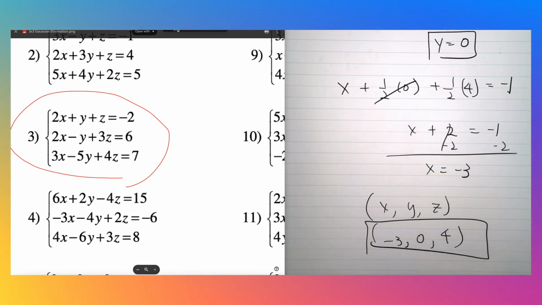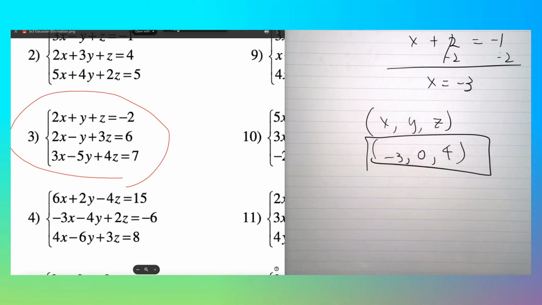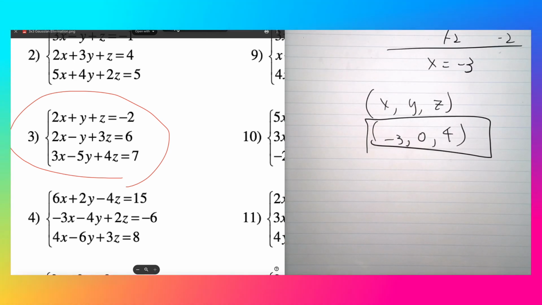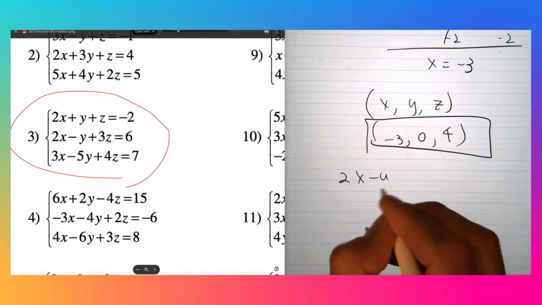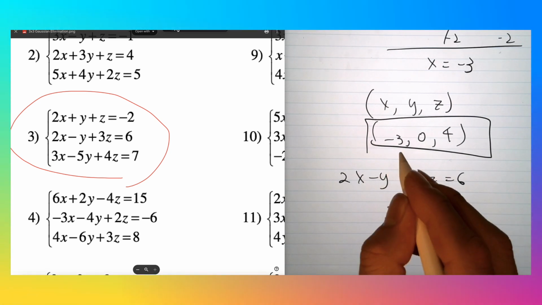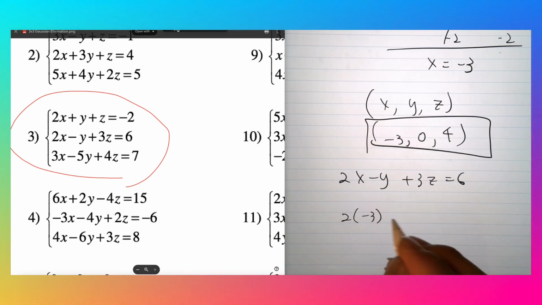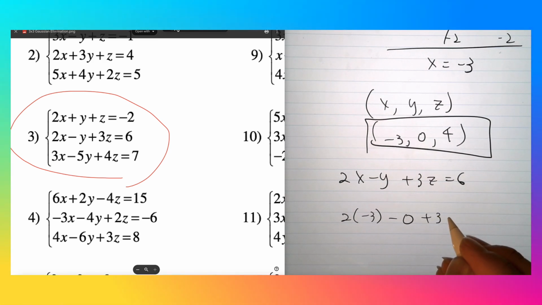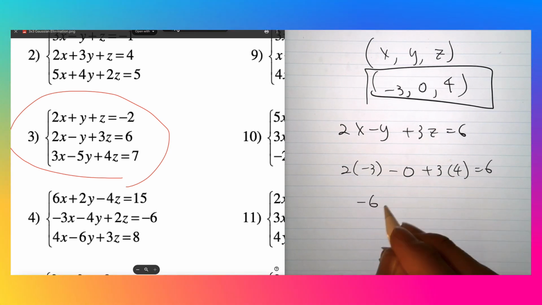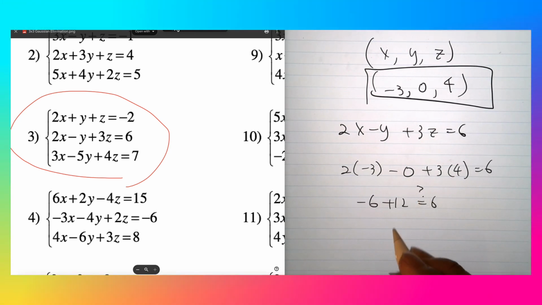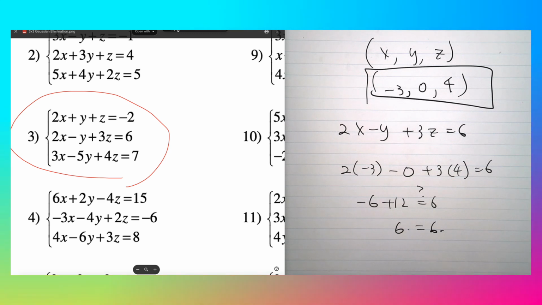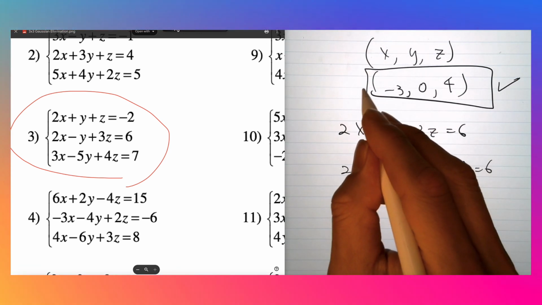Now, once you get that answer, let's say you have some time left. I suggest that you at least check one equation, see if you get it right. I'm going to choose the middle row. So 2x minus y plus 3z equals 6. Let's check if it's correct. If x equals negative 3, 2 times negative 3 minus y, which is 0, plus 3z, 3 times 4, is equal to 6. So 2 times negative 3 gives you negative 6, plus 12, is it equal to 6? And indeed it does. 6 equals 6. And you can check the other 1 and 3 if you have time on the test. But I'm pretty sure this is correct.